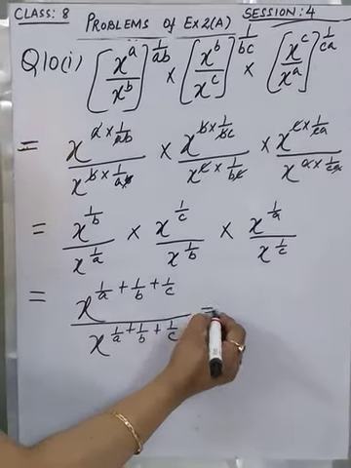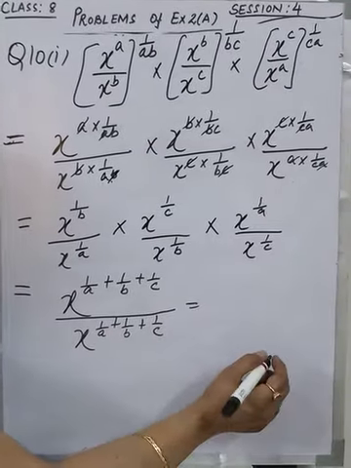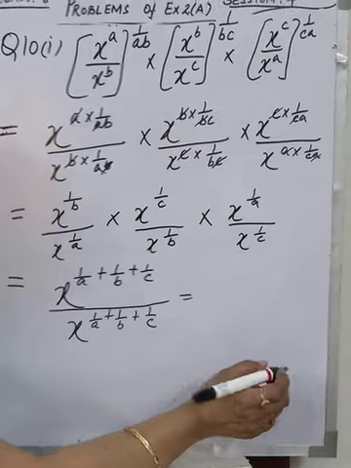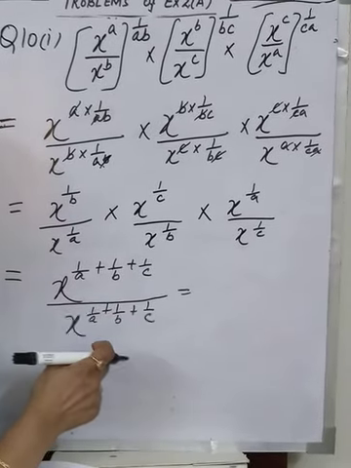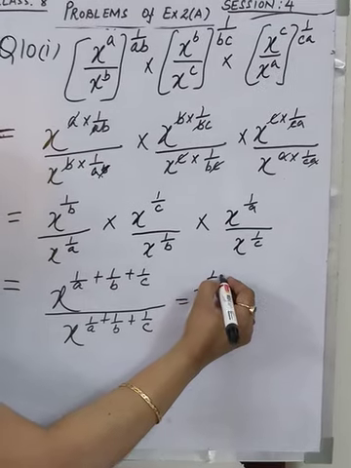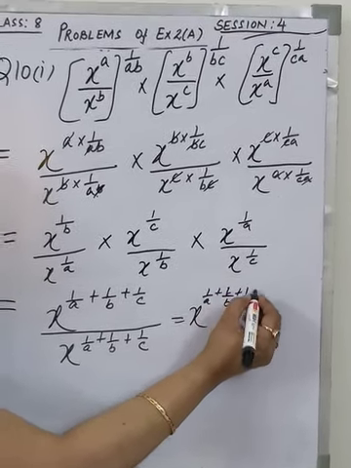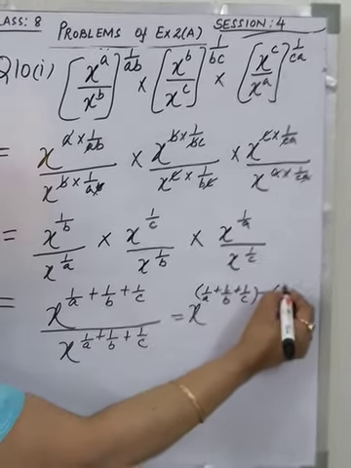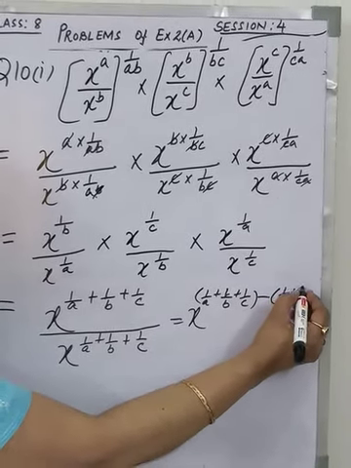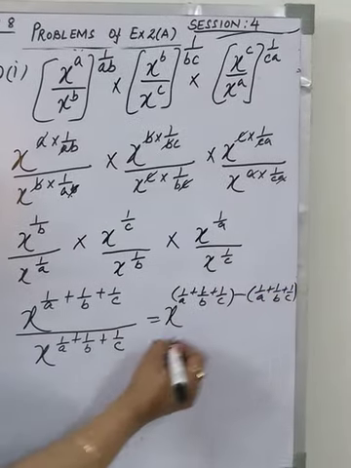We can cancel out directly, but we should apply the better way, the laws of exponents. On division, when the base is the same, powers get subtracted. So 1 by a plus 1 by b plus 1 by c minus, in brackets, 1 by a, 1 by b and 1 by c.